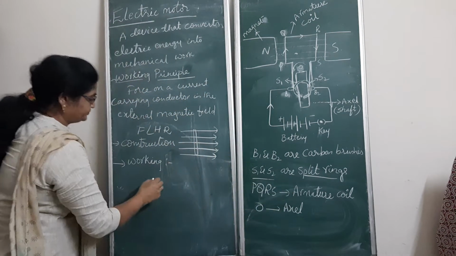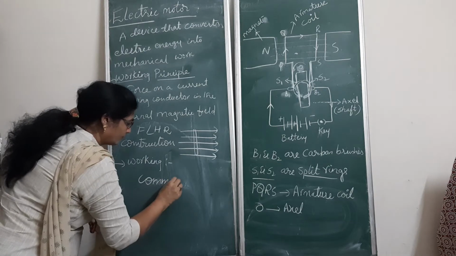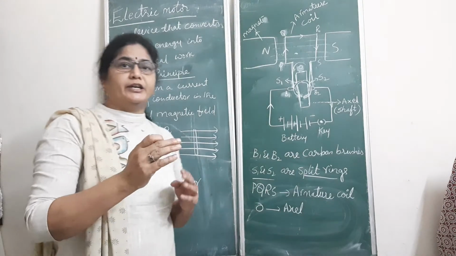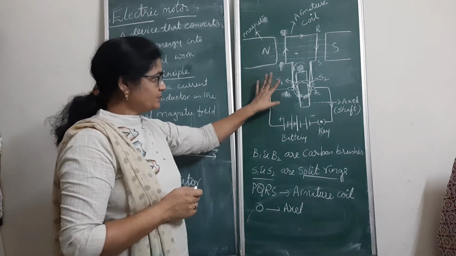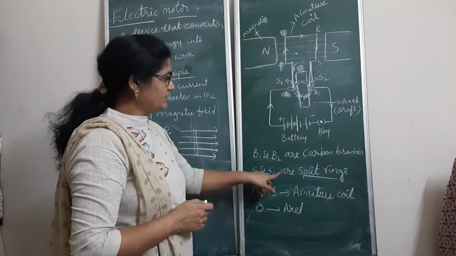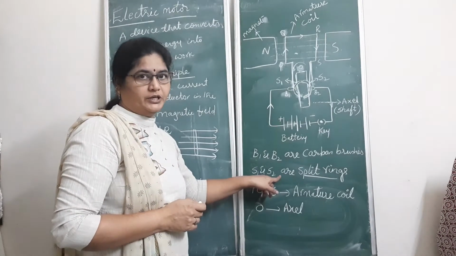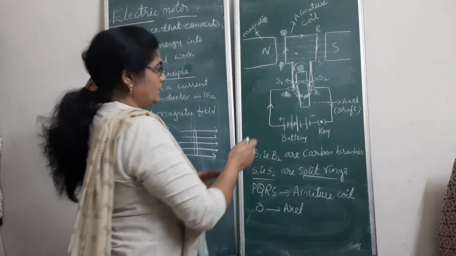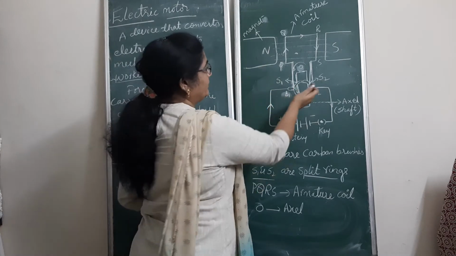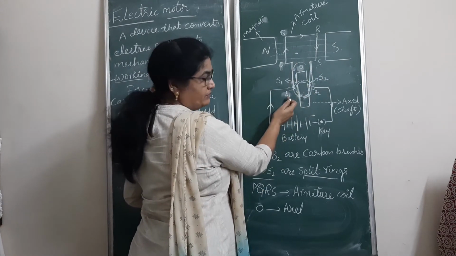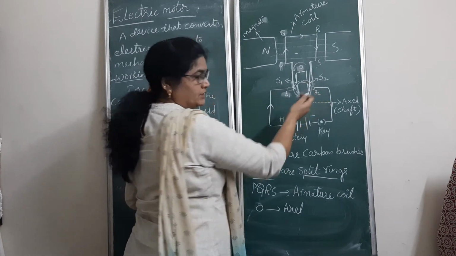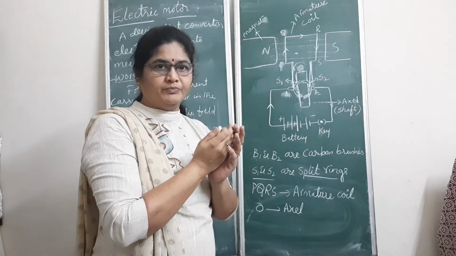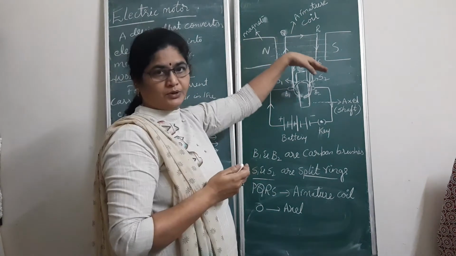A commutator is a device that always reverses the direction of current. So in this particular electric motor, these split rings behave like a commutator. They reverse the direction of current through the arms of the armature coil. Now in this 180 degrees turning, what will happen? S2 will come in contact with B1 and S1 will go to B2. Again they come in contact with B1 and B2. As a result, again the current starts flowing through the armature coil RS and QP.